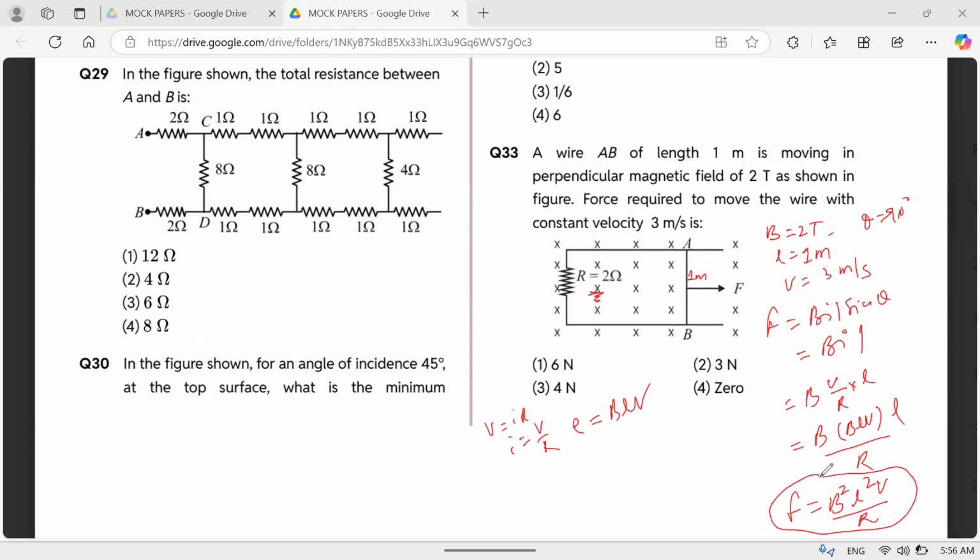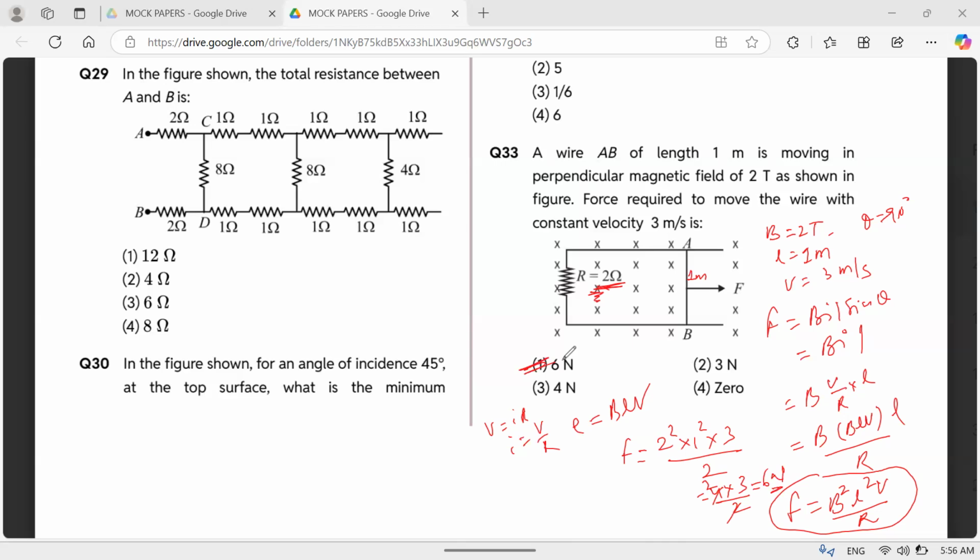F is equal to B square L square V divided by R. Magnetic field is given as 2, so 2 square into length 1 square into velocity 3 divided by resistance, which is given as 2. See how much I'm getting? 4 into 3 divided by 2. 6, sir. 6 to 1 are 2, 2 3s are 6. It will be 6 Newton. Clear?